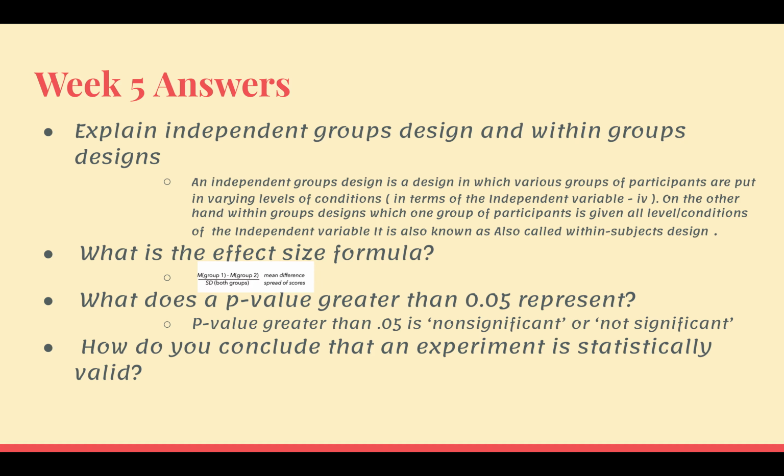How do you conclude that an experiment is statistically valid? To conclude that an experiment is statistically valid, one must be able to measure effect size and statistical significance and understand null effects.